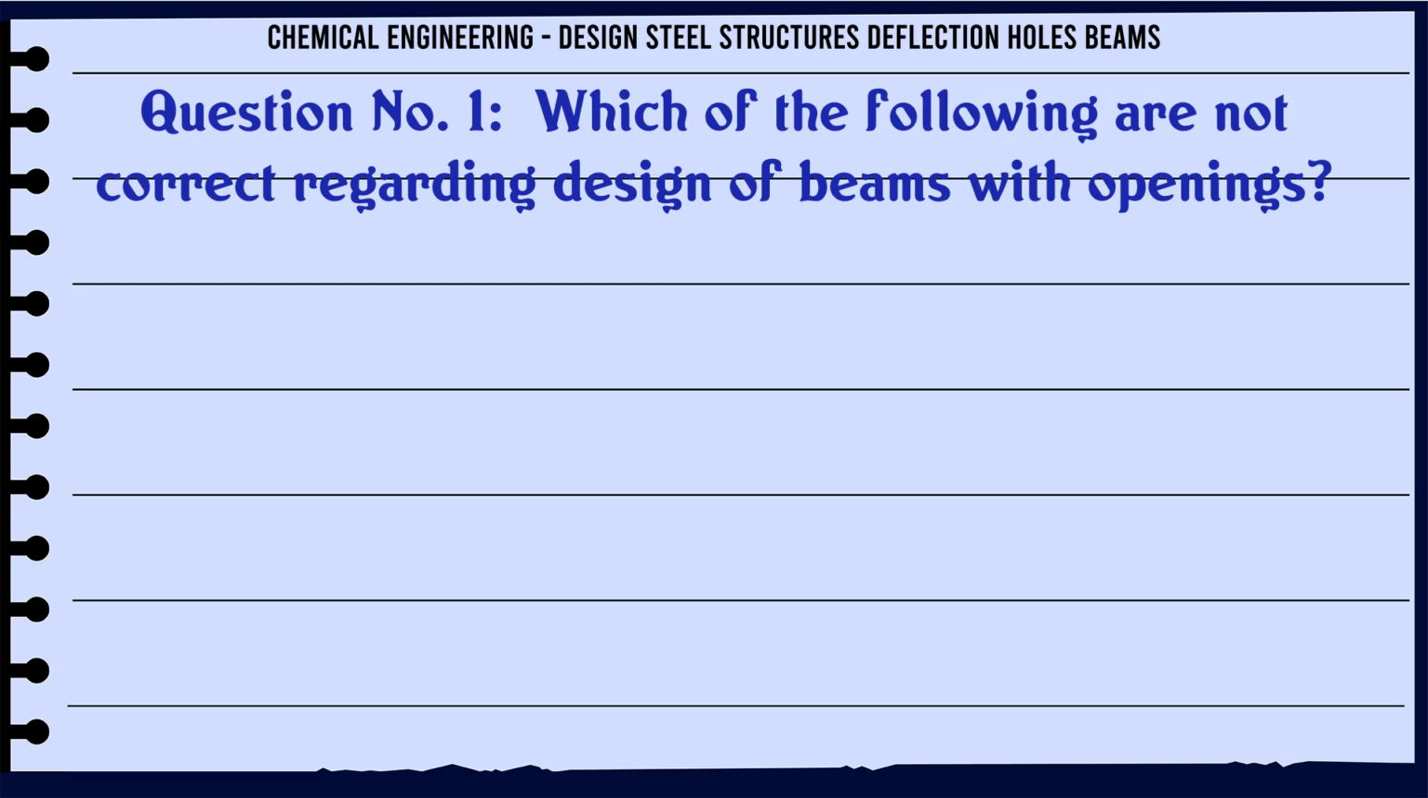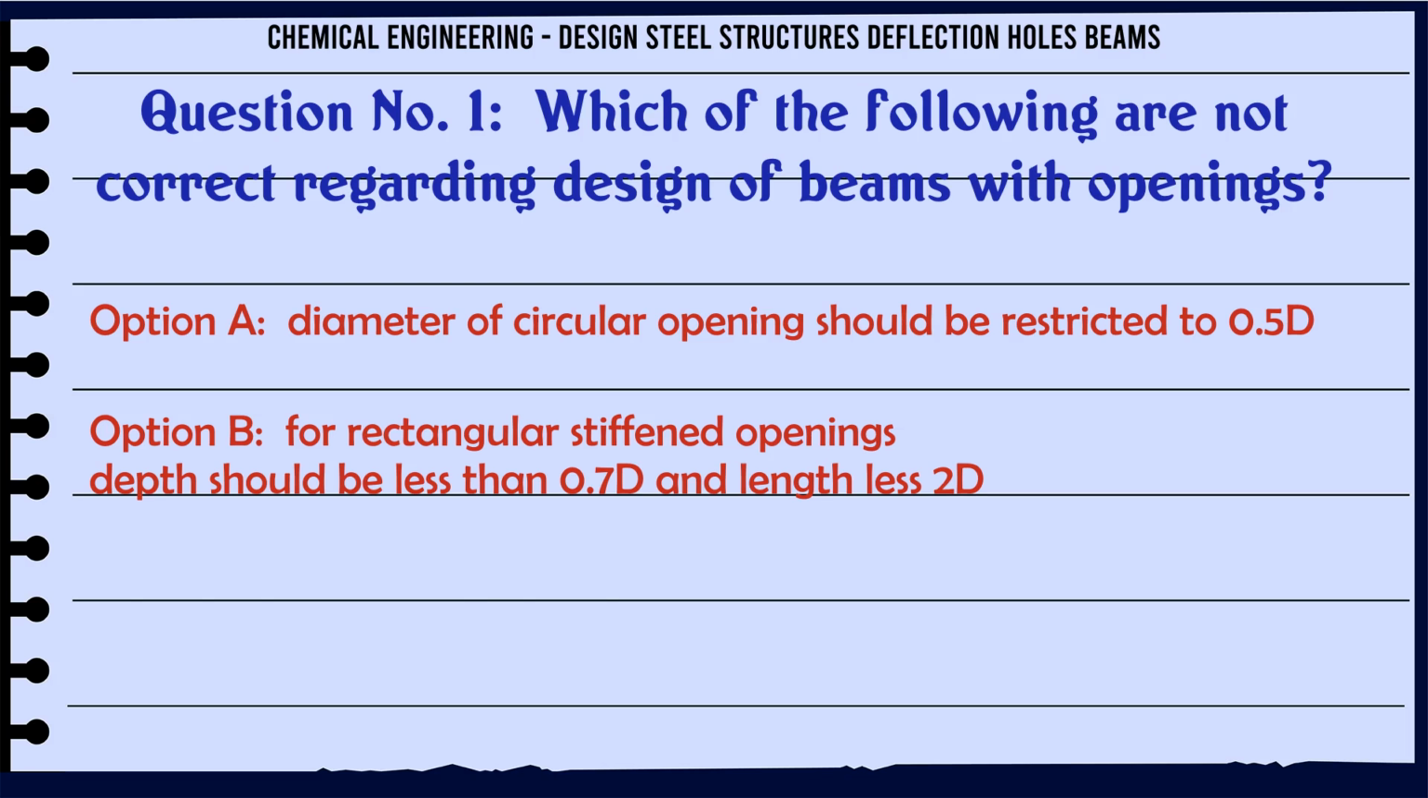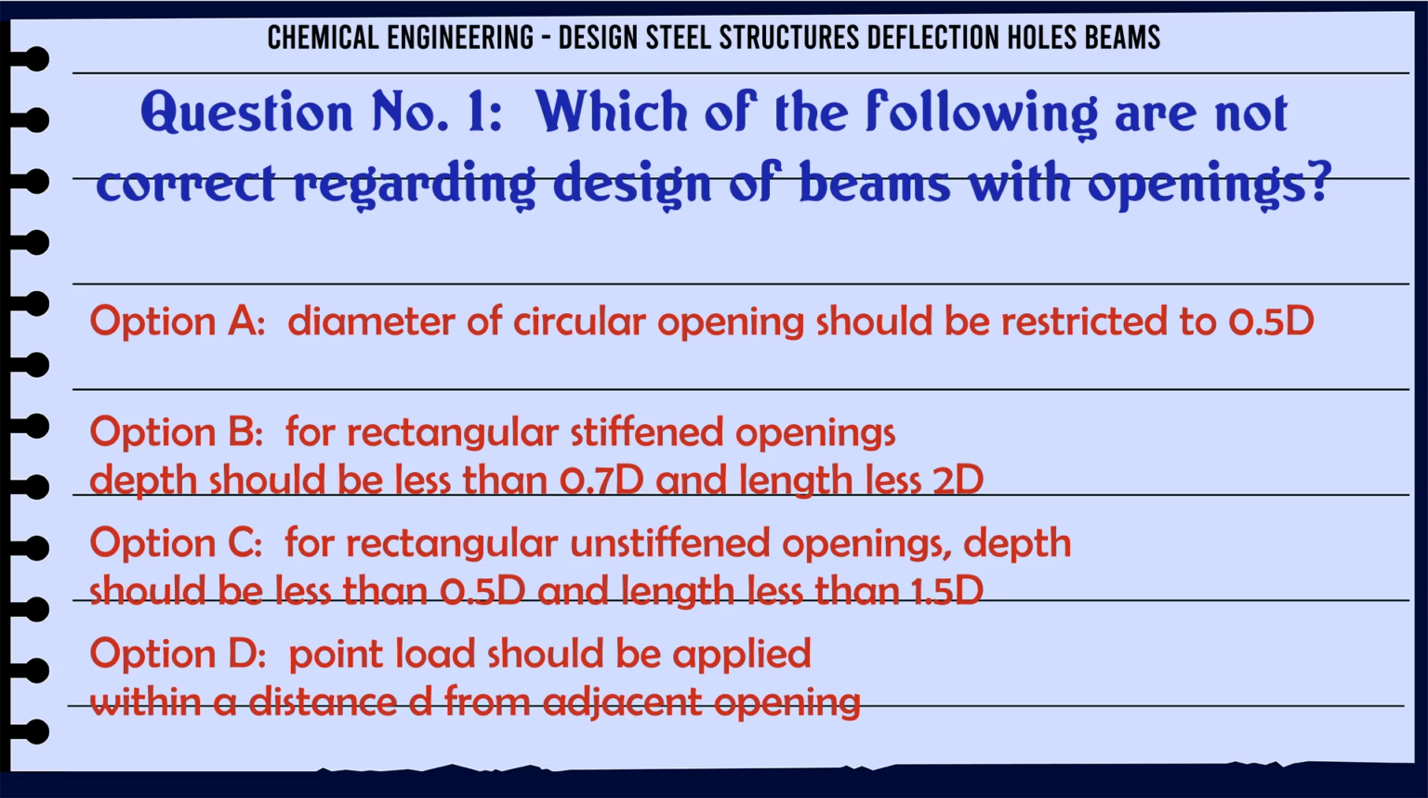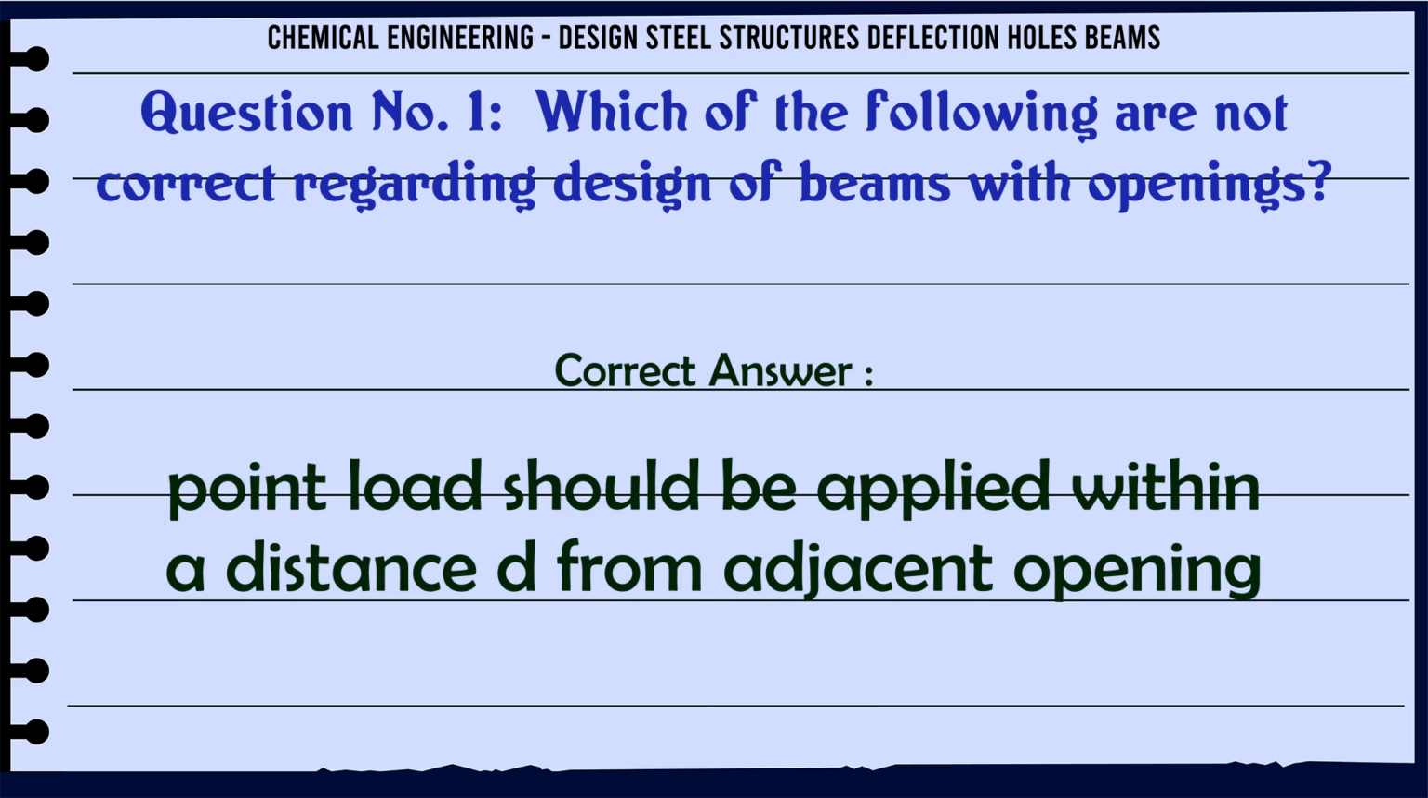Which of the following are not correct regarding design of beams with openings? A. Diameter of circular opening should be restricted to 0.5 d. B. For rectangular stiffened openings, depth should be less than 0.7 d and length less than 2 d. C. For rectangular unstiffened openings, depth should be less than 0.5 d and length less than 1.5 d. D. Point load should be applied within a distance d from adjacent opening. The correct answer is point load should be applied within a distance d from adjacent opening.